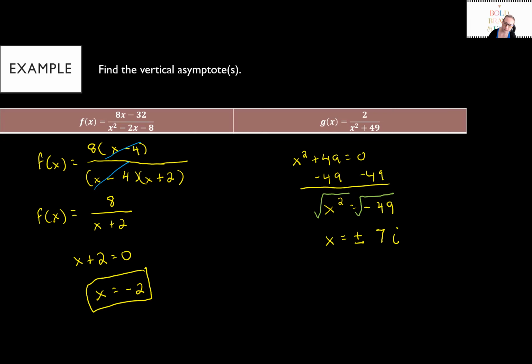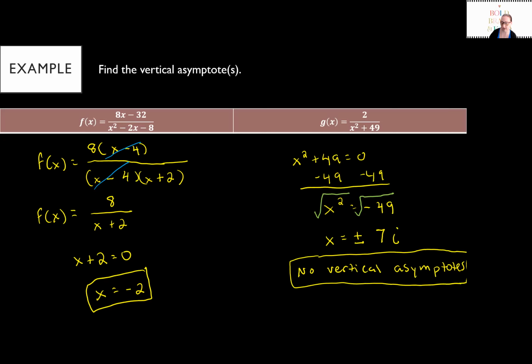Imaginary numbers cannot be graphed on the graphing system that we are using. If you are a math major, you eventually learn how to graph imaginary numbers, but you guys are not math majors. So as far as you're concerned, imaginary numbers cannot be graphed. So what that means is that there are no vertical asymptotes. Not every rational function has vertical asymptotes. Most of them do, but not every one. So this is one where there is no vertical asymptote, because when you try to find it, you get an imaginary value, which you can't really graph.